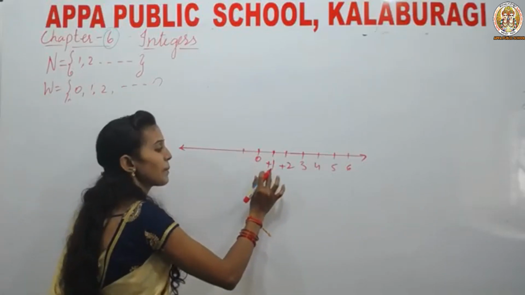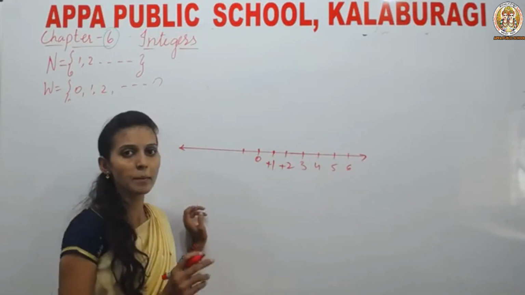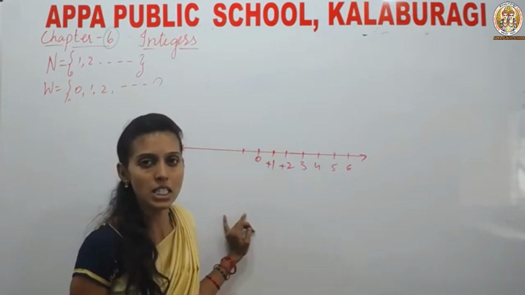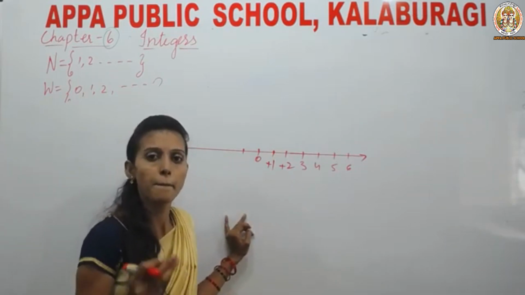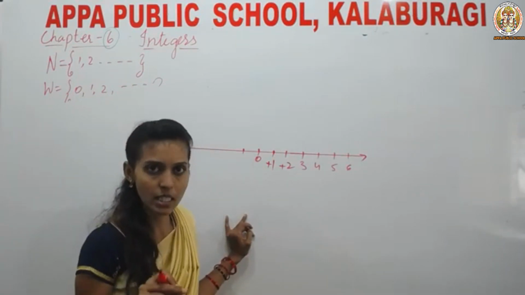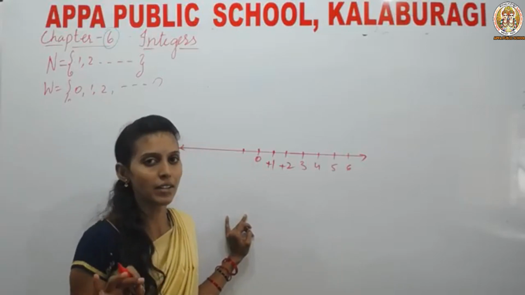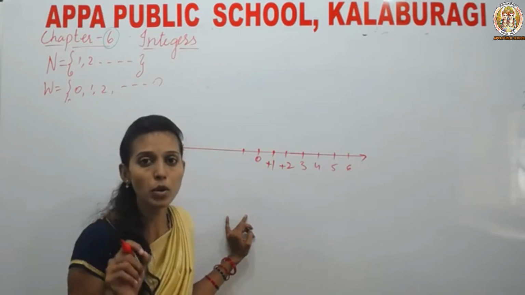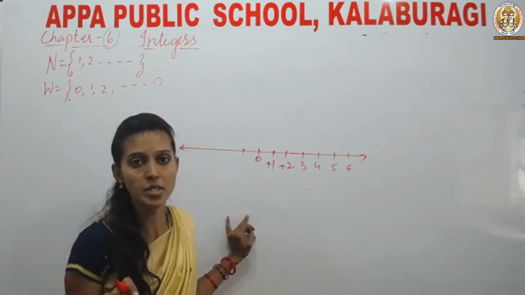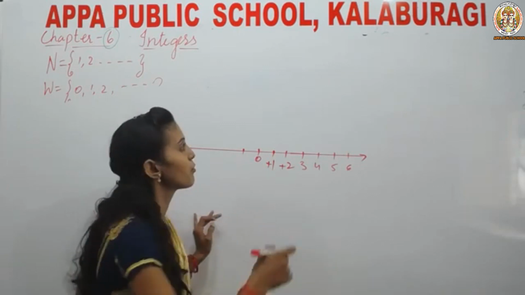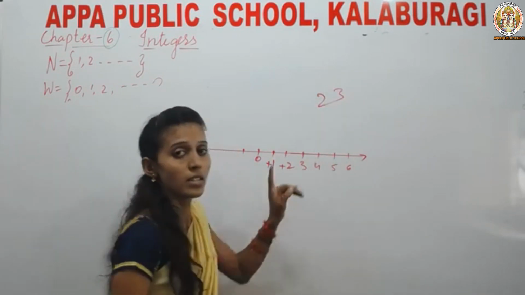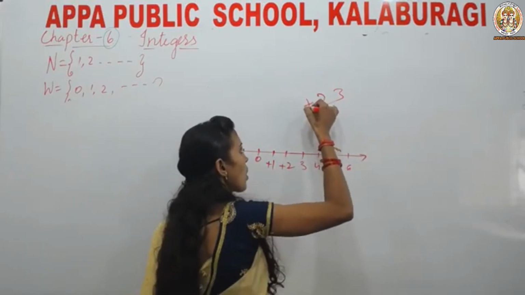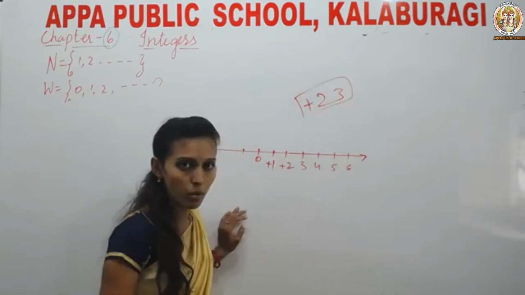Negative is always on the left side. So here plus 1, plus 2, but from 3 I did not write plus only. Why? Because as I said just now, for positives we can represent the plus sign or we can leave it, no problem. If there is no sign for a number, then it is positive. You can write either like this or like this. Both are one and the same.